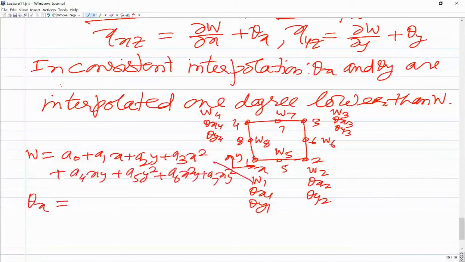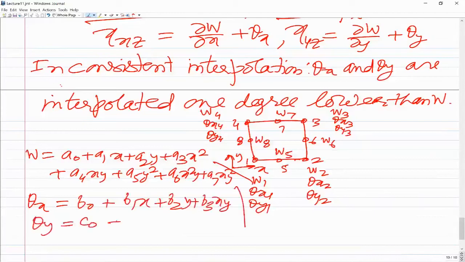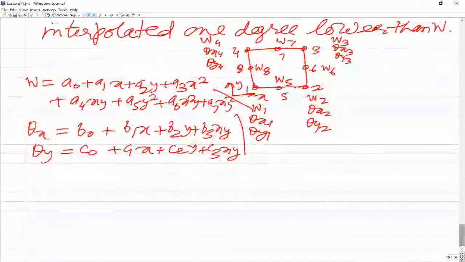Theta x will have only 4 terms in the approximate solution, because corresponding to theta x and theta y we have only 4 elemental degrees of freedom. So theta x is interpolated as b0 plus b1 x plus b2 y plus b3 xy, and similarly theta y is c0 plus c1 x plus c2 y plus c3 xy. And now let us investigate why the locking is eliminated in this case.